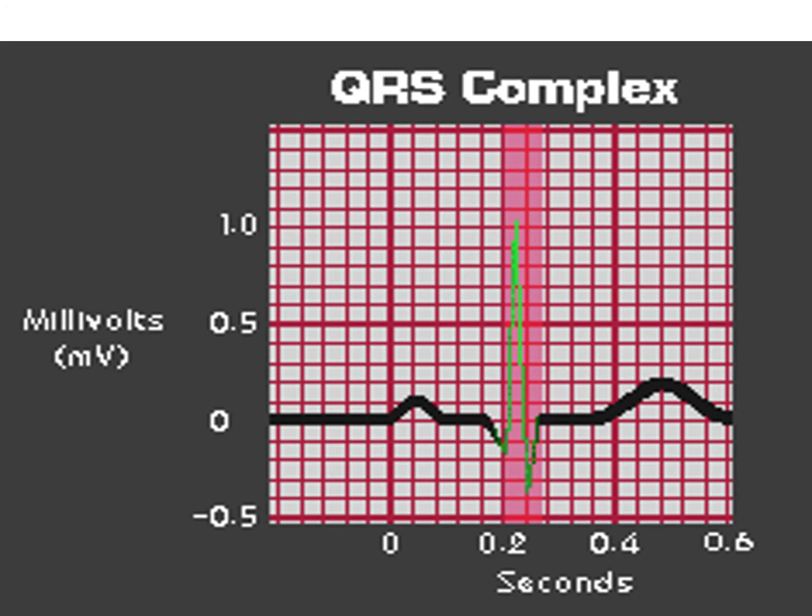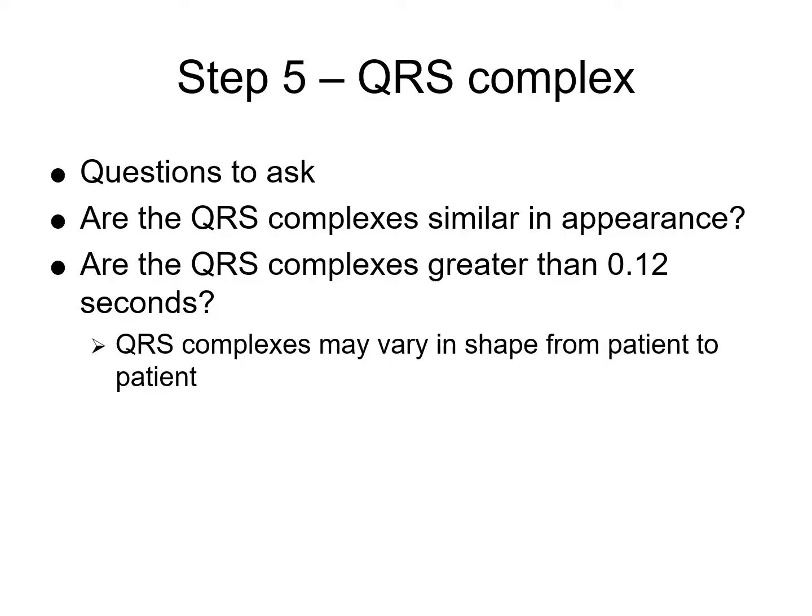This is showing you more of a normal QRS, again being less than 0.12 seconds. These are different questions you ask yourself: Are the QRS complexes similar in appearance? Are they greater than 0.12 seconds, are they fat? Again, QRS complexes can look different from patient to patient. Not all can look identical.